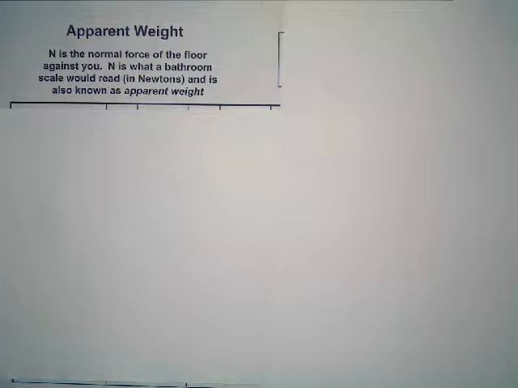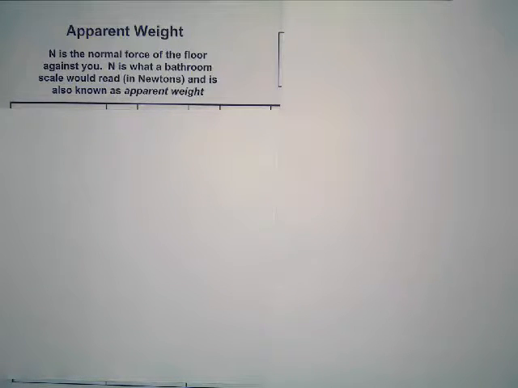Apparent weight is defined as the normal force of the floor that pushes up on you, when you're standing on the floor. N is what a bathroom scale would read in newtons, and this is called your apparent weight. So maybe that sounds kind of odd to you. It's like, of course it is. If you stand on a bathroom scale, your bathroom scale is going to measure your apparent weight.